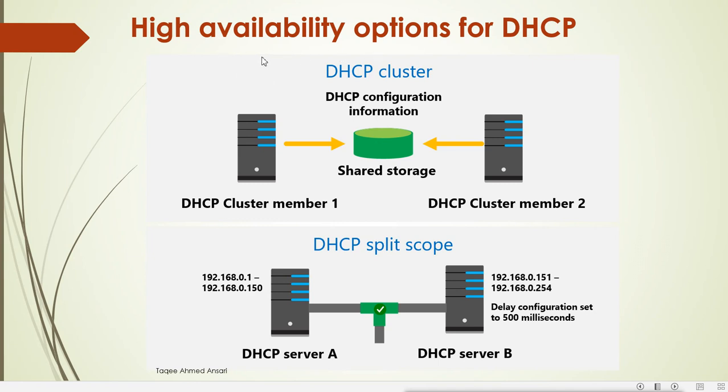So we have high availability options for DHCP also. The first option is that we can configure the DHCP cluster. We can configure DHCP under a cluster also.